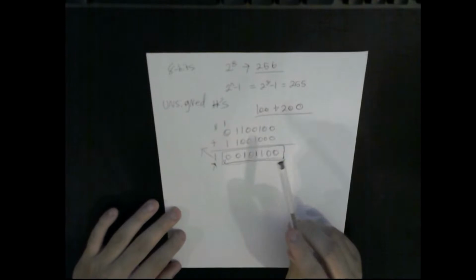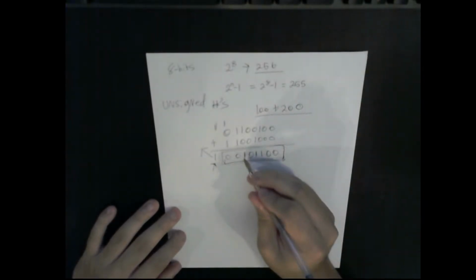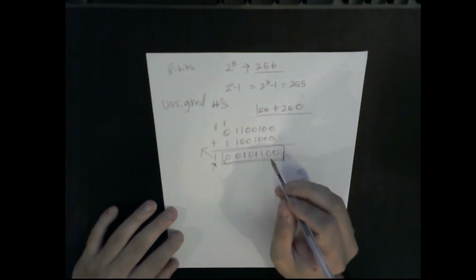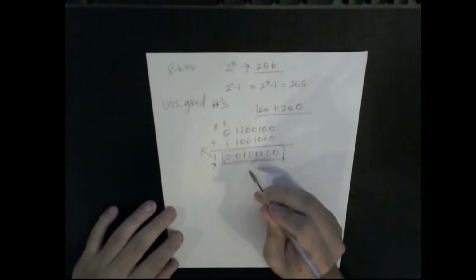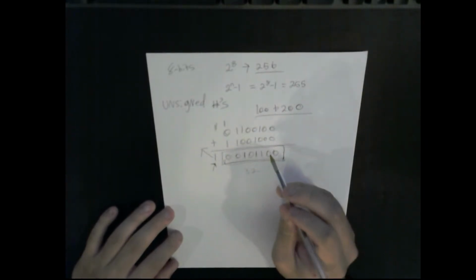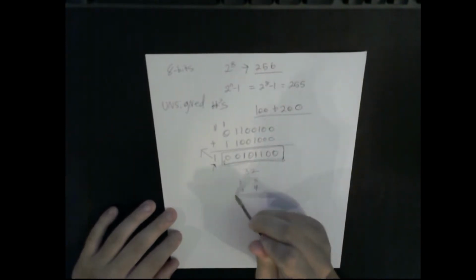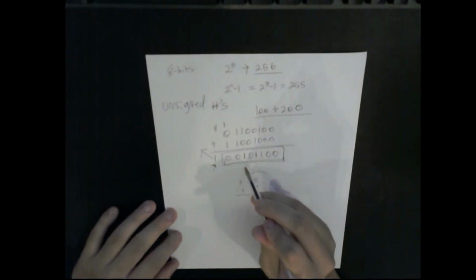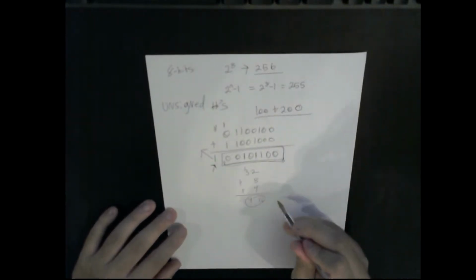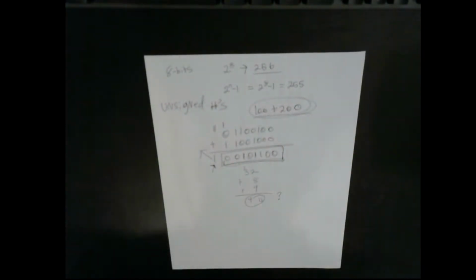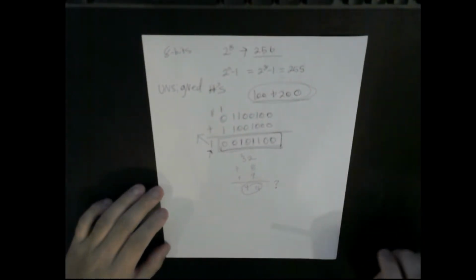Well, what number is this? So this is 2 to the 5th right here. That's 32 plus 8 plus 4, right? Which is 44. But wait, my answer is supposed to be 300. That doesn't make sense. So what happened here?